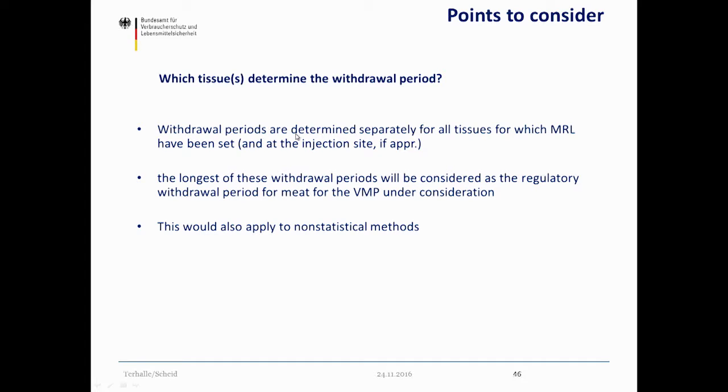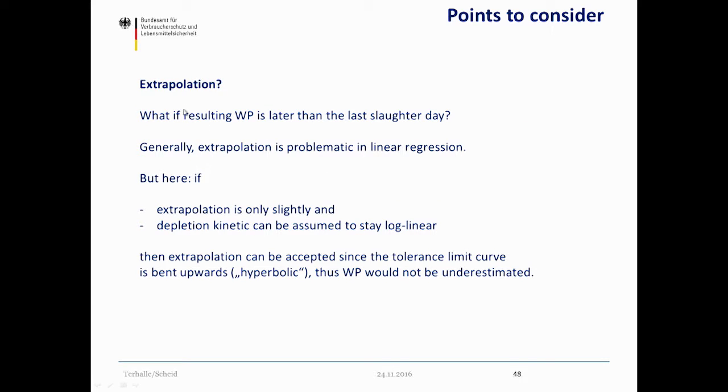Which tissues determine the withdrawal times? The program would be run for each tissue separately, for which an MRL has been set, and also for the injection site if appropriate. And the longest of these withdrawal times will be considered the regulatory withdrawal time. So extrapolation: what if the resulting withdrawal time is later than the last slaughter day?